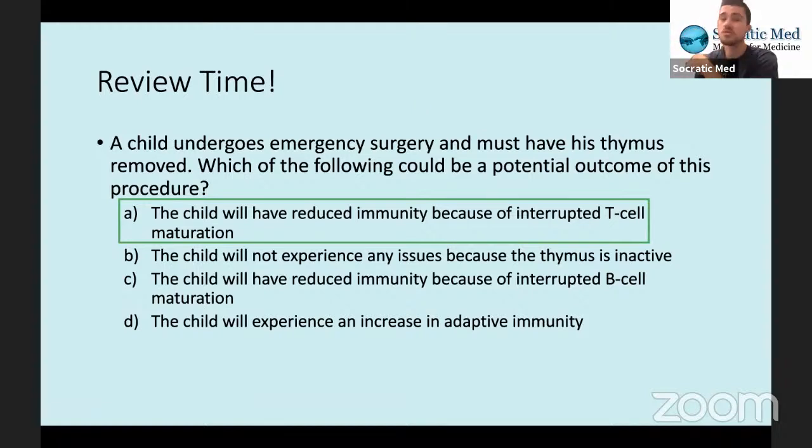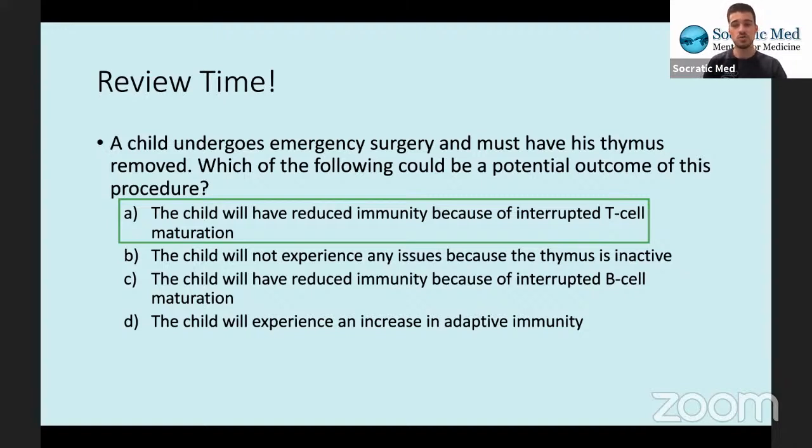A child undergoes emergency surgery and must have his thymus removed. Which of the following could be a potential outcome of this procedure? So B says the child will not experience any issues because the thymus is inactive, which is not true. We just spoke about how the thymus is active in children up until like their teens, maybe their early 20s. After that, the thymus becomes inactive, but a child undergoing surgery would still have an active thymus.